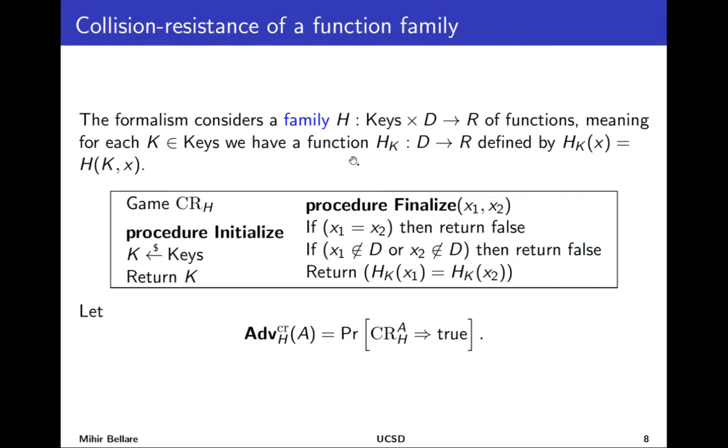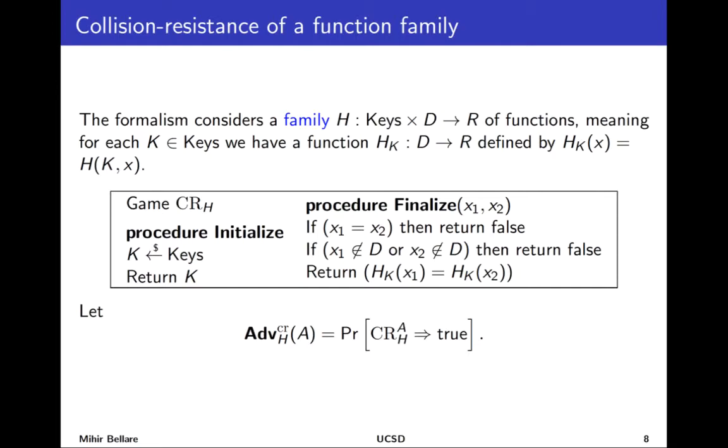Okay, so we're handed such a family, and we want to define a metric of security corresponding to the ability of an adversary to find collisions. So the game is called CR, for collision resistance. It's subscripted by H because we're measuring the security of H.